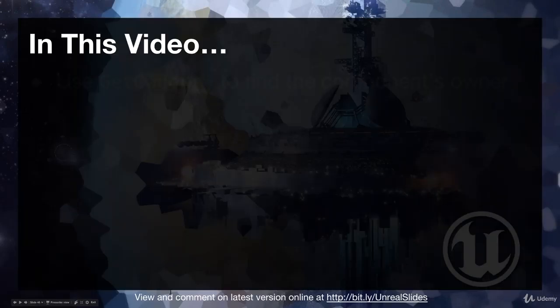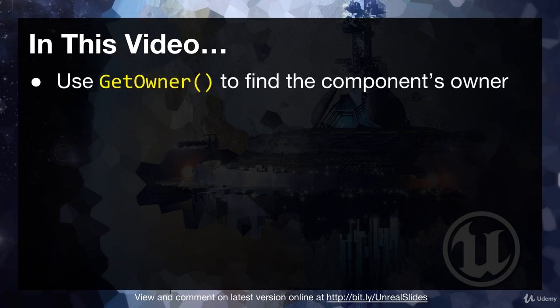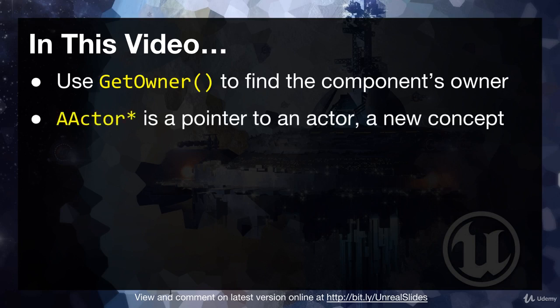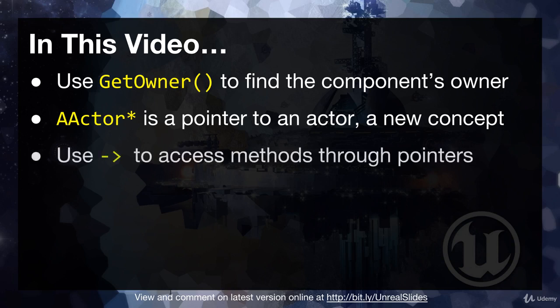Hey, so in this video, we're going to use getOwner to find the component's owner. So this script that's going to be reporting position, we're going to use getOwner to find out what object that's on. We're going to find out that star A actor is a pointer to an actor, and a pointer is a whole new concept, which you'll start to get used to. I won't fully define here.